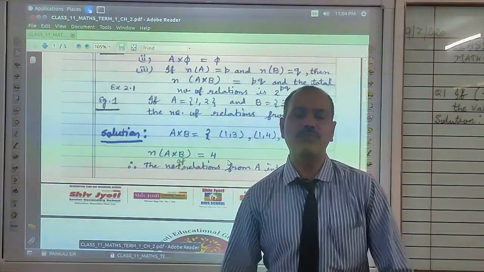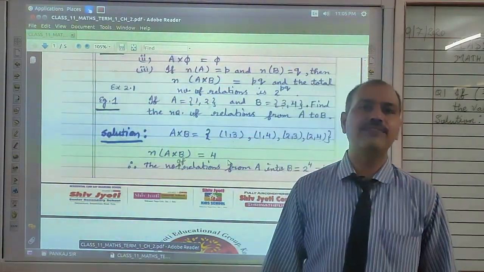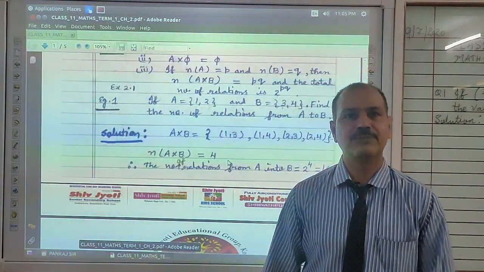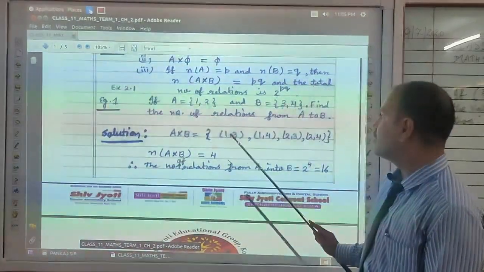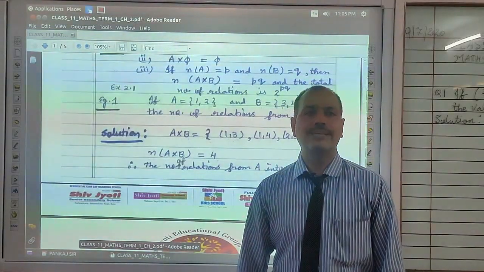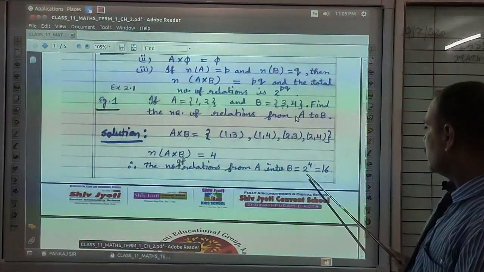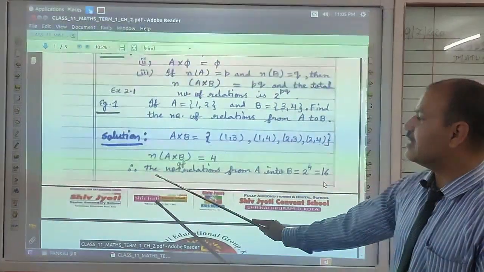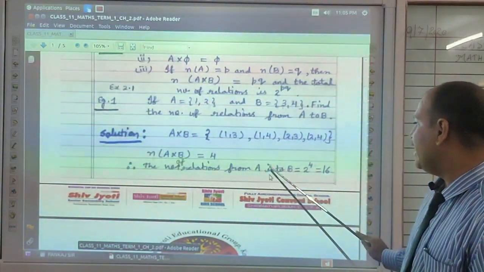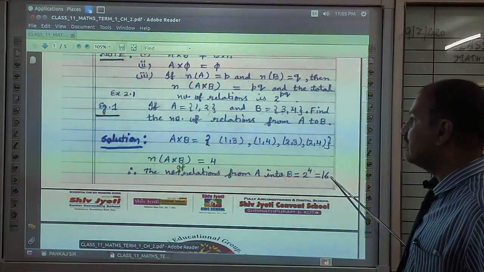But what do we have to find? We have to find the number of relations, and the formula for the number of relations is 2 raised to the power pq. Here, p is equal to 2 and q is equal to 2. So 2 raised to the power 4 is equal to 16. So the required answer: the number of relations from A into B is 2 raised to the power 4, which is equal to 16.